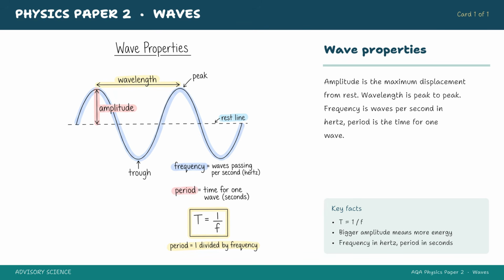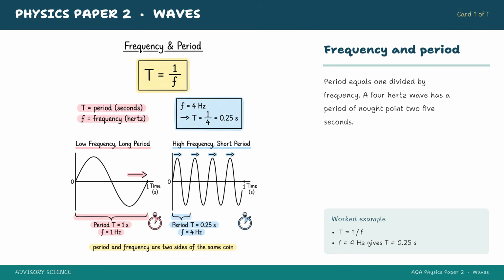In letters, that's T equals 1 over F, where T is the period in seconds and F is the frequency in hertz. Walk one through. A wave with a frequency of 4 hertz has a period of 1 divided by 4, which is 0.25 seconds. In the exam, get a time into seconds first. If you're given milliseconds, divide by 1000.